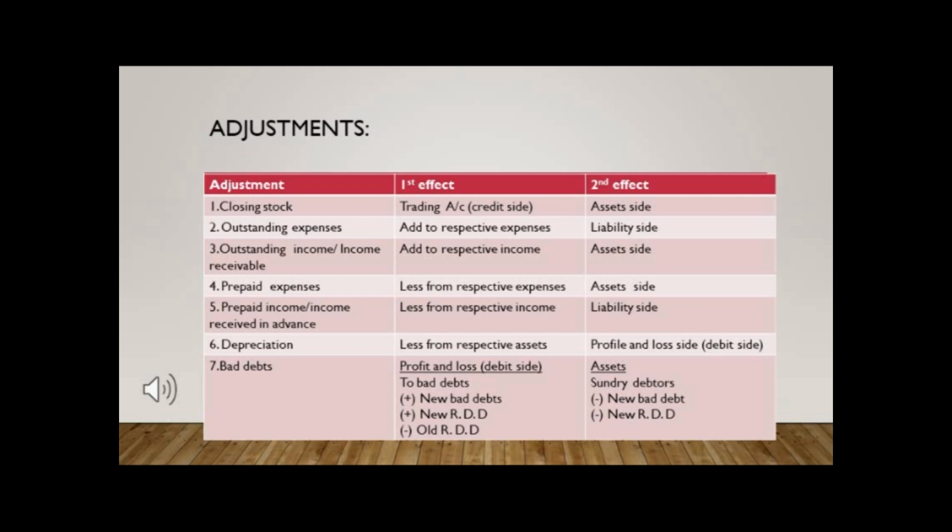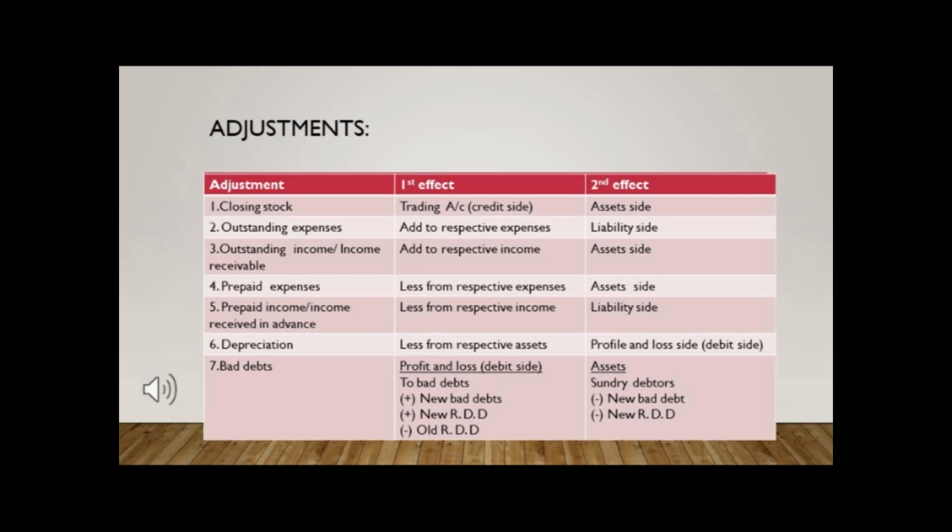Let us understand here adjustment and its effect. Students, we know that adjustments are very important here. It is the second part of final account. We have to learn thoroughly all adjustments and their effect. First, we will start with closing stock. Closing stock, first effect, it will come here in trading account, credit side, and second effect will appear on the asset side. Students, just see here, I have given you in a very simple way to understand adjustment and its effect. It's very simple for you to remember.